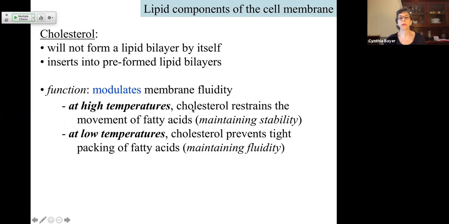The presence of cholesterol is going to restrain the movement of the fatty acids, so they're not moving too much. But at lower temperatures, the presence of cholesterol prevents the fatty acids from packing too tightly. So it helps maintain some degree of fluidity. It's serving as a temperature buffer, preventing too much rigidity of the membrane at low temperatures, and preventing too much fluidity at higher temperatures.